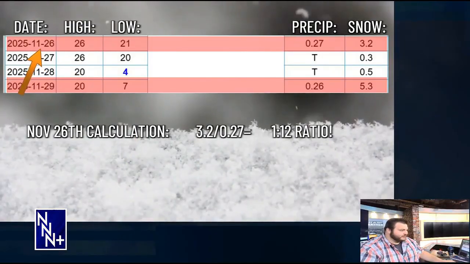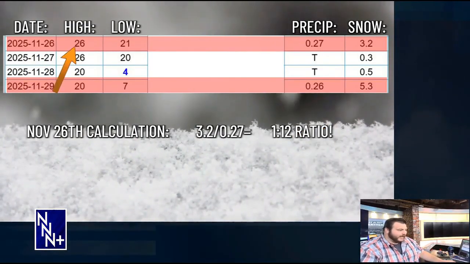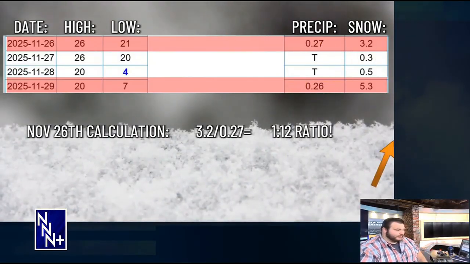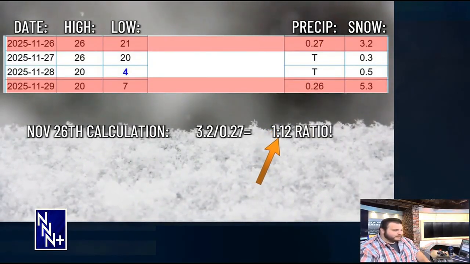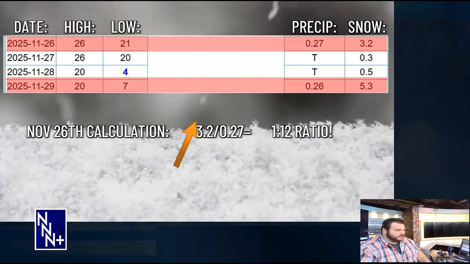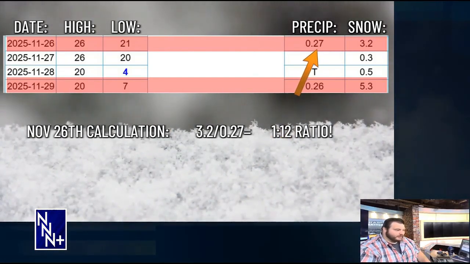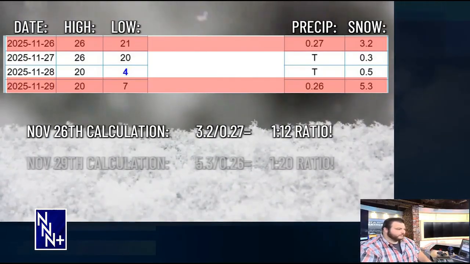So this was November 26th, about a 1 to 12 ratio throughout that system, which gave us 3.2 inches. Meaning, again, if you had 1 inch of precipitable water, you would have had 12 inches of snowfall. So we had less than that. We had about 1/4 of an inch. And so we got 3 inches.